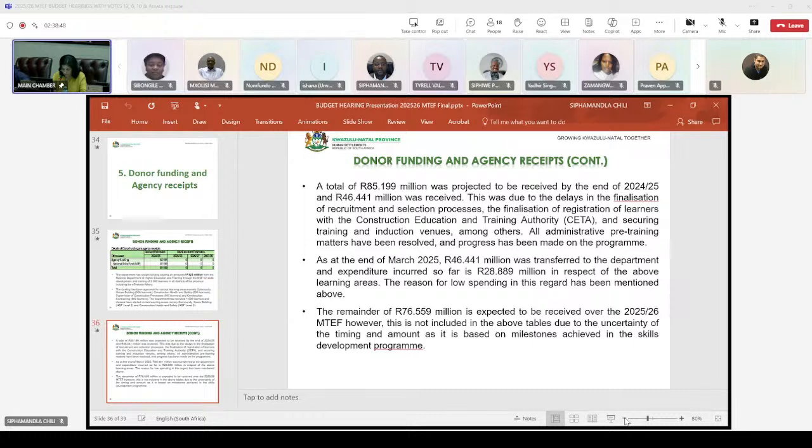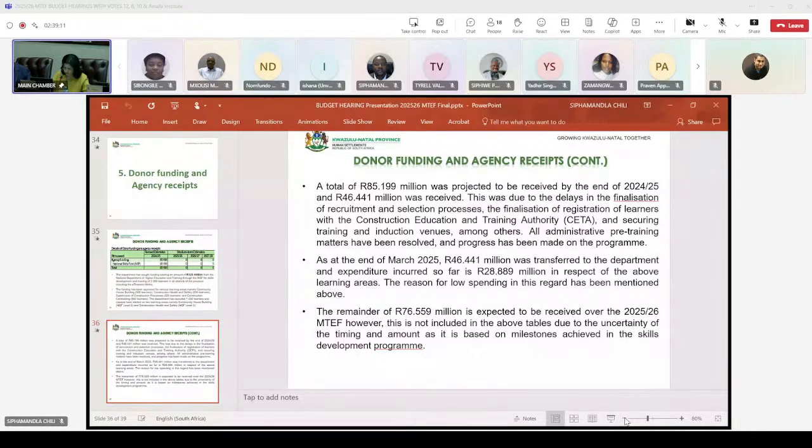We've now managed to resolve these matters, and progress has been made on the program. At the end of March, 46 million was transferred to the department, and so far 28.8 million was spent in respect of the learning areas as mentioned above. The remainder of the 76.559 million is expected to be received over the 25-26 MTEF.